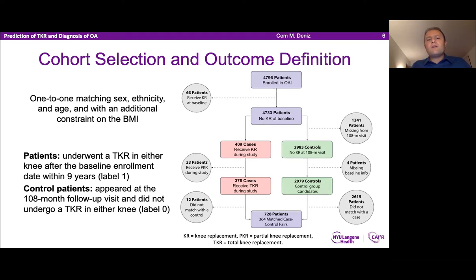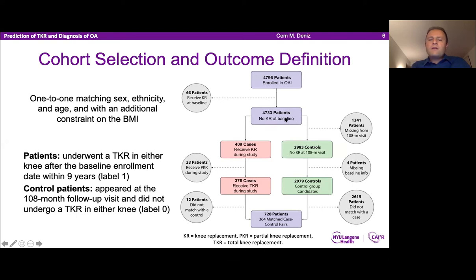So we started our study with cohort selection and outcome definition. In the Osteoarthritis Initiative, there are more than 4,000 patients involved in the study, and they are taking measurements within a 9-year period. From the first enrolled patients, we saw that 63 patients had received a knee replacement at baseline. So we didn't include them in our cohort.